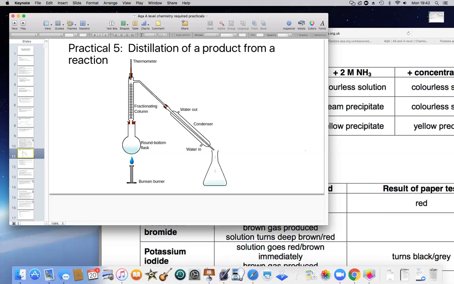It's a perfectly acceptable piece of apparatus to use in the laboratory. If you've not done distillation of a product yet, you will do it soon. But this diagram is probably one that you need to have in mind in case you are asked to describe how to do a distillation process. Okay, so moving on.